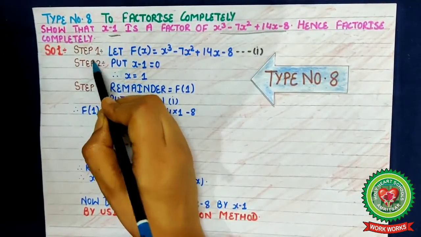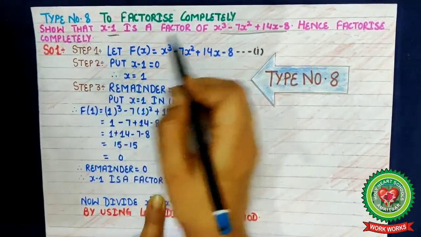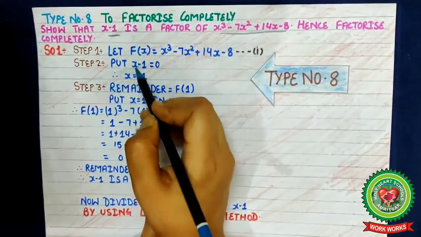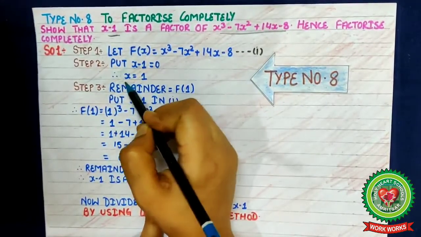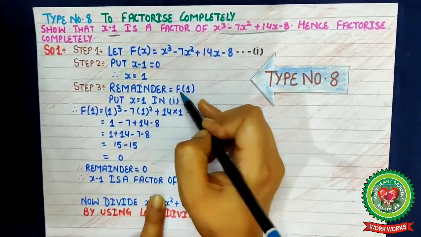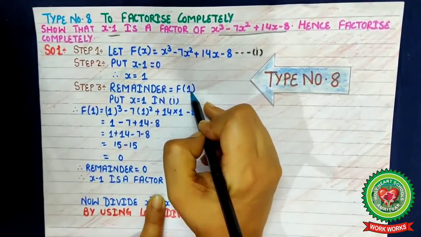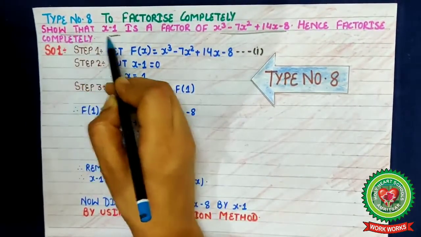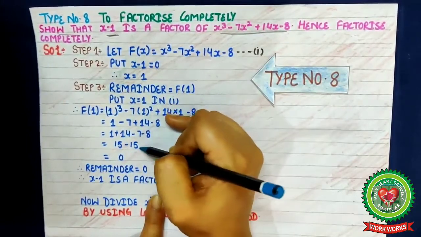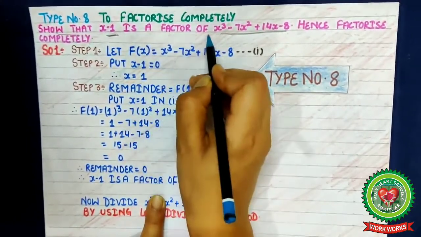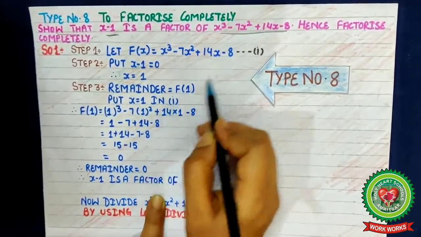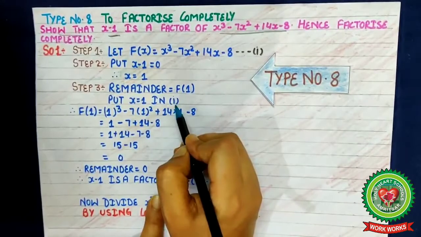So we will repeat those 3 steps. Step number 1, let f(x) is equal to this polynomial. Step number 2, x minus 1 is equal to 0, therefore x equals 1. Step number 3, remainder is equal to f of 1. Now in the statement it is written that show that this is a factor of this. If I prove that the remainder will be 0, only then it will be the factor, as you all know. Now after putting x equals 1 in the first equation, what have we got?